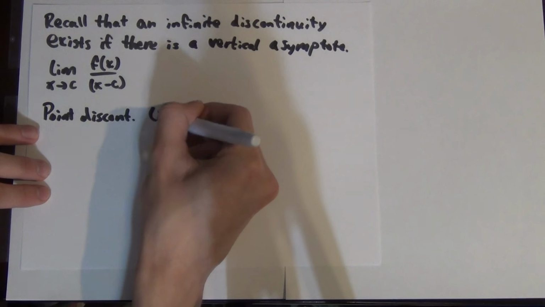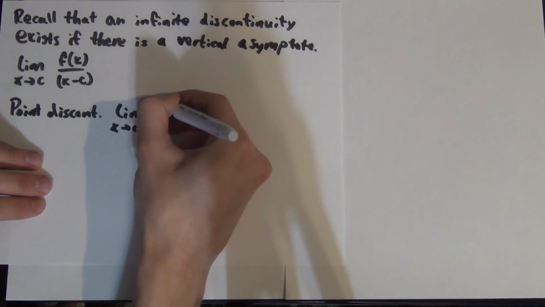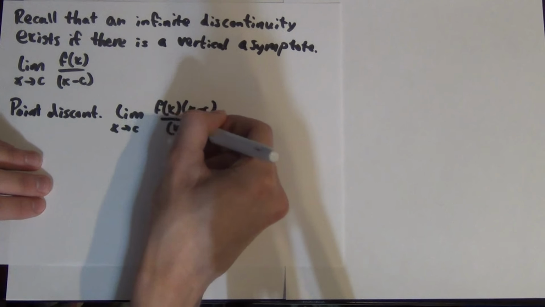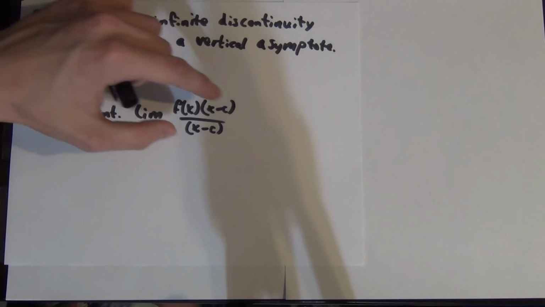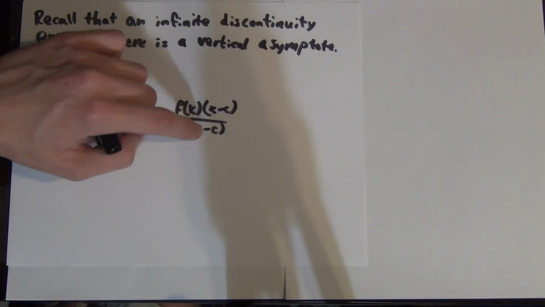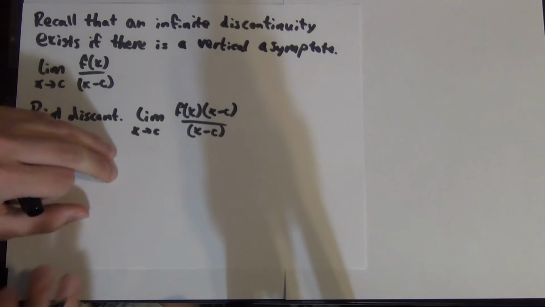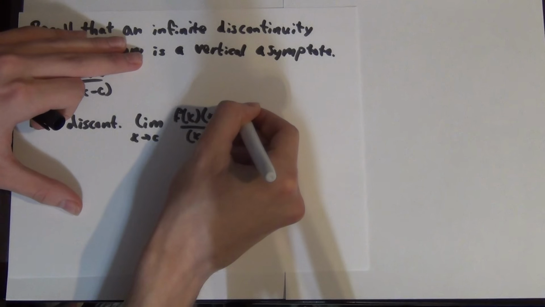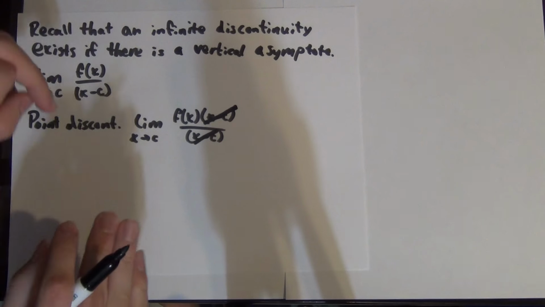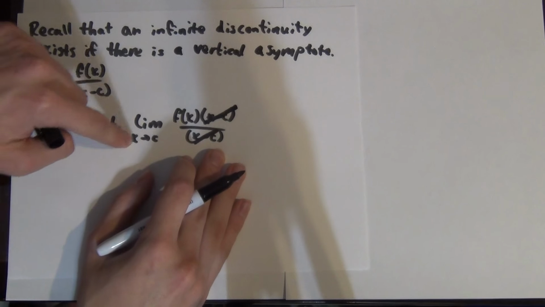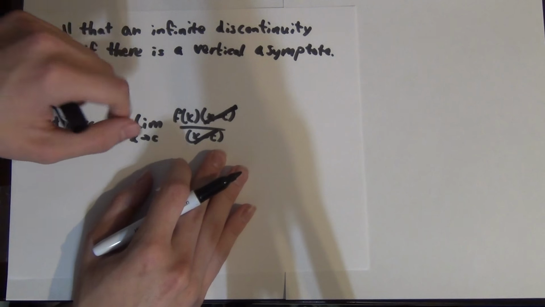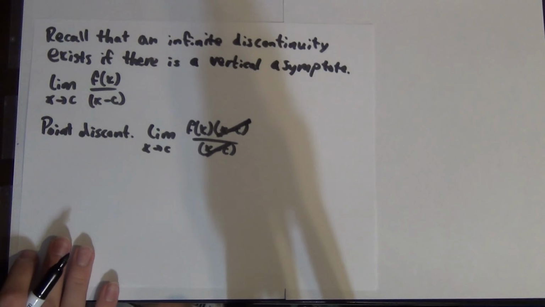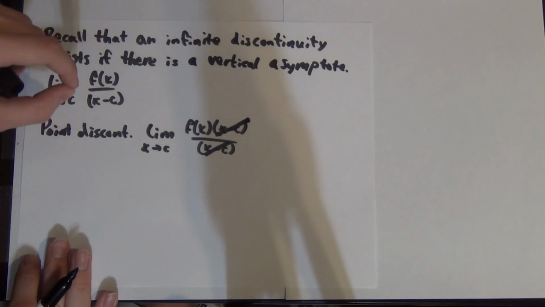point discontinuity looks like this. It's the limit as x approaches c of some f of x times x minus c over x minus c. So by adding in x minus c divided by x minus c, I'm removing a point from my function. This function is the same exact thing as if I were to cancel these, but when I cancel these, I'm adding that point back in. And by adding that point back in, I'm allowing myself to plug in c to make this limit equal to f of c.